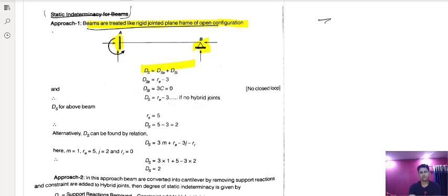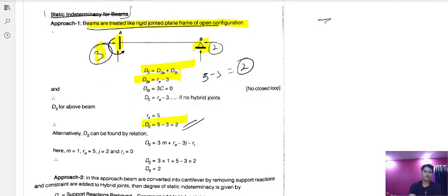So first of all the formula will be DS equal to DSE plus DSI. For calculating the value of DSE, it will be RE minus 3. Here the number of reactions is 3 at the fixed support and 2 at the hinge support, so it is 3 plus 2, that is 5, minus 3. So DSE will be 2. 5 minus 3 is 2.